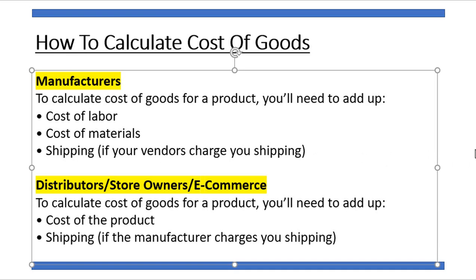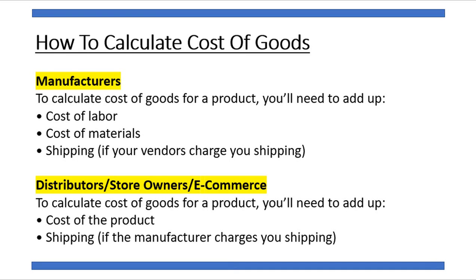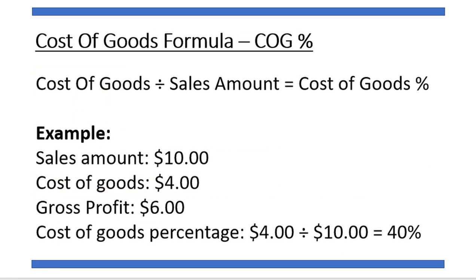So what goes into cost of goods? If you're the manufacturer, you're going to want to add in the labor to make your product, the cost of materials or supplies to make the product, and shipping if you pay shipping on those materials or supplies as they're coming in. And for distributors or store owners, you would simply figure in how much it costs you to buy the product, and shipping if the manufacturer charges you for shipping.